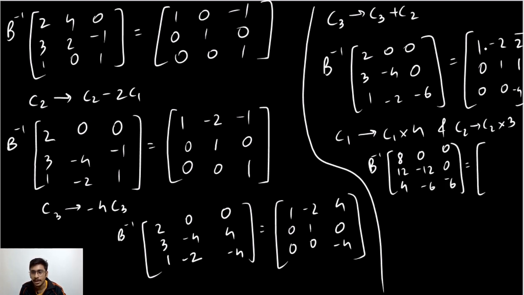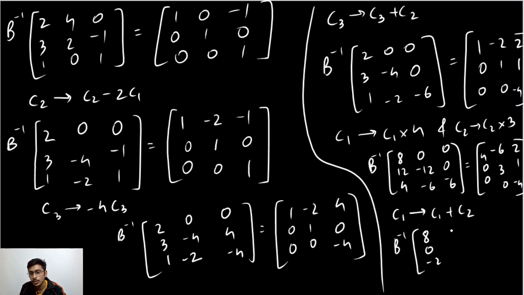And on the RHS I'll have 4 0 0 minus 6 3 0 2 1 minus 4 as it is. Okay, and now it's quite easy. I'll simply add that. So I'll get C1 becomes C1 plus C2, and then after doing that, what we get is B inverse becomes 8 0 minus 2 0 minus 12 0 0 minus 6 and minus 6 is what I'll get.